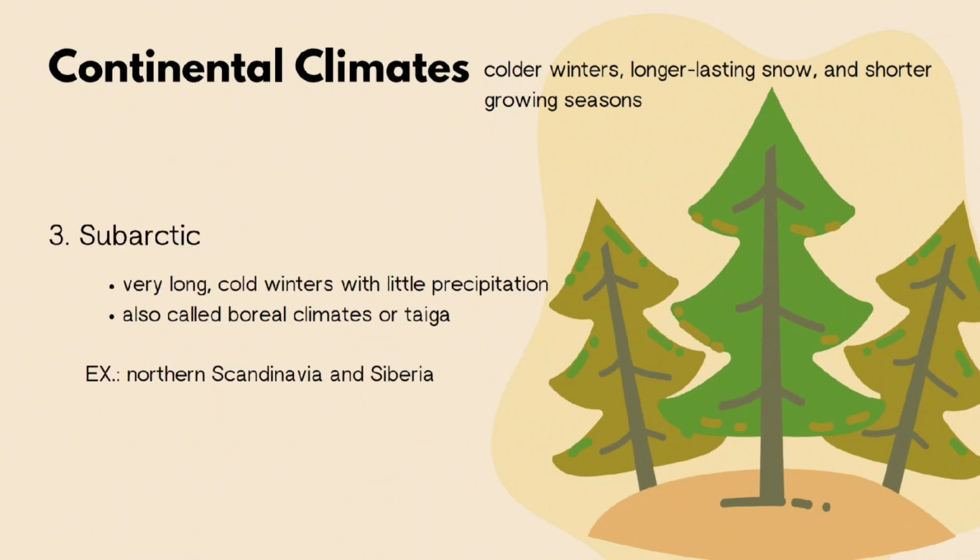The third type we have is the subarctic. North of regions with cool summer climates are regions with subarctic climates. These regions, including northern Scandinavia and Siberia, experience very long, cold winters with little precipitation. Subarctic climates are also called boreal climates or taiga.